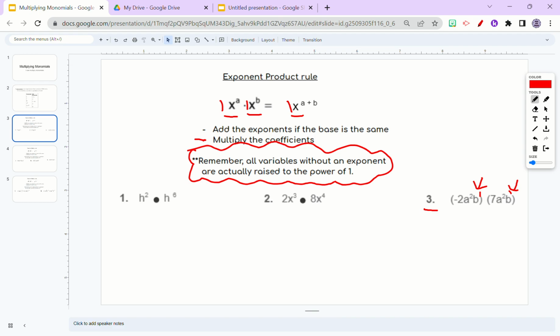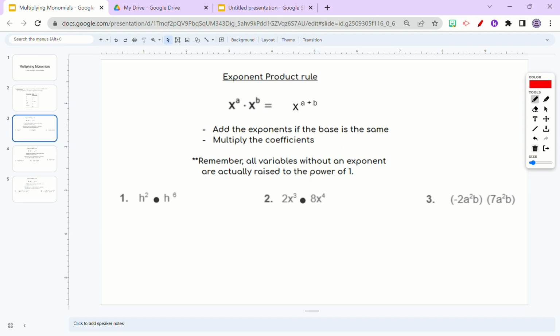All right, so let's start with our examples. We have h to the power of 2, or h squared, times h to the power of 6. So what we're going to do is keep our base of h, and then you just add the exponents. 2 plus 6, and you get h to the 8th power. All right, keep the base of h and then add the exponents.